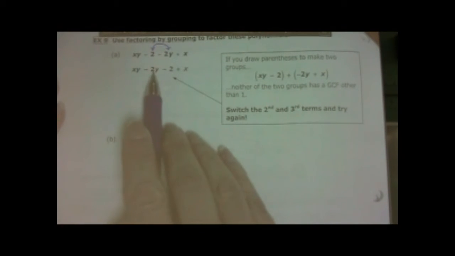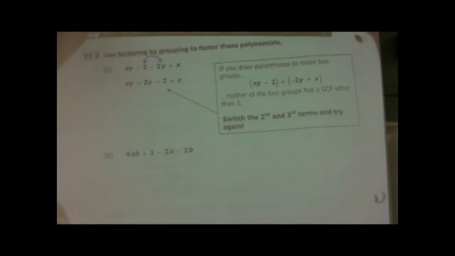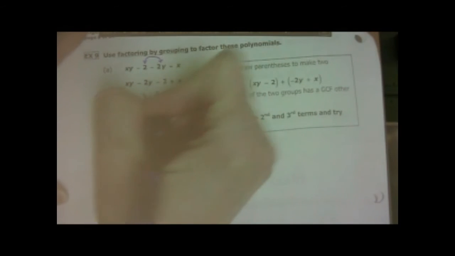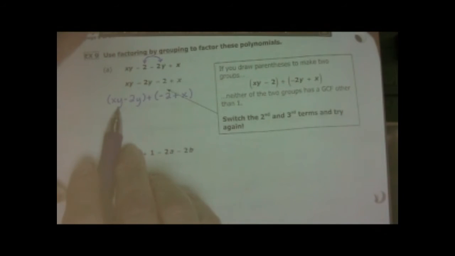So I have xy minus 2y minus 2 plus x. And now what I want to do is try this again. So I'm going to put parentheses in here, and I'm going to have xy minus 2y, put a plus, and put a negative 2 plus x in parentheses. Let's try this again. Oh, we have a greatest common factor here, and that greatest common factor is y.